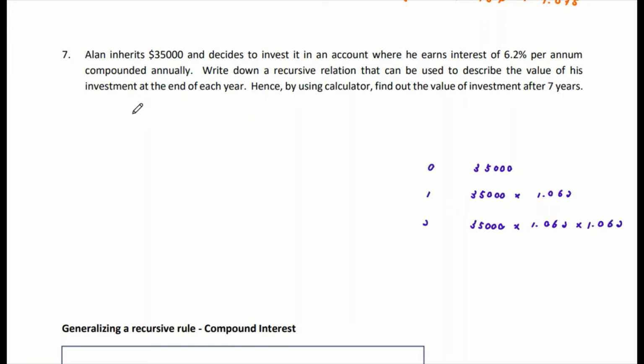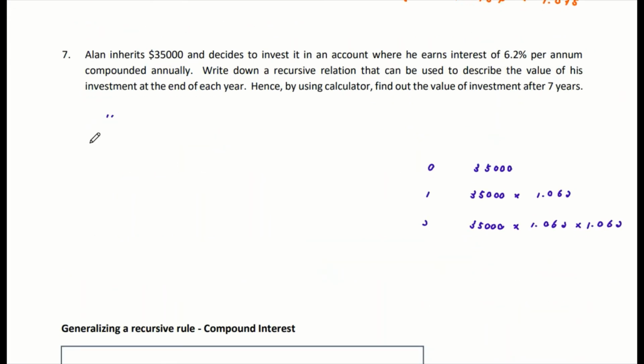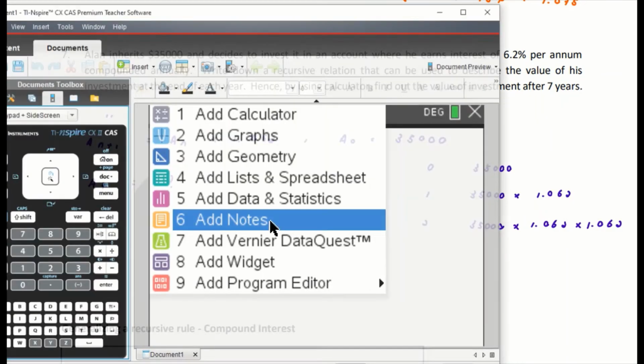From here, we are not going to repeat the same thing again. You can try to copy it, it's exactly the same sentence here. So the same thing, A_(n+1) will be equal to A_n multiplied by, in this case, 1.062, because we are also calculating for n of each year. The A_0 here will be equal to 35000. Now we use our calculator to find out the value we have at the end of the 7 years. After 7 years, we are trying to find A_7. So let's use our calculator to help us do this.